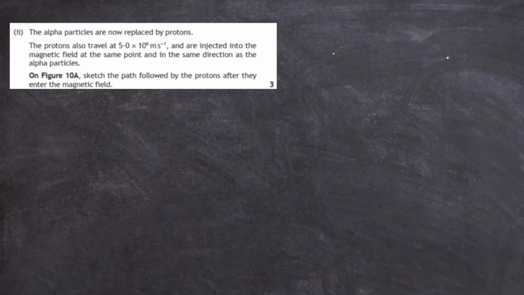Question 10, part 2. The alpha particles are now replaced by protons, and the protons also travel at a speed of 5 times 10 to the power 6 metres per second and are injected into the magnetic field at the same point and in the same direction as the alpha particles. Now we're asked for 3 marks to sketch on figure 10a, that's your question diagram, the path followed by the protons after they enter a magnetic field.